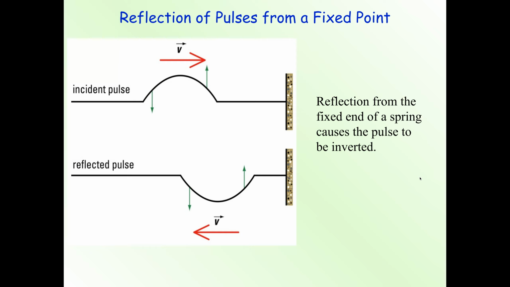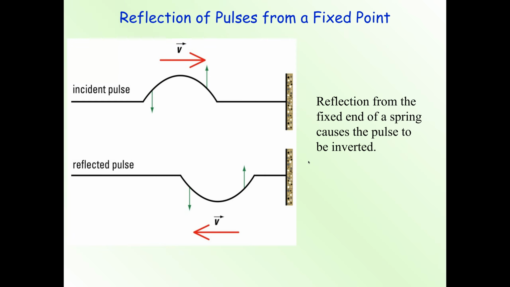Okay, the reflection of pulses from a fixed point. If we have our incident pulse moving towards a fixed point, the reflected pulse would be equal and opposite, in a different direction. So reflection from the fixed end of a spring causes the pulse to be inverted.